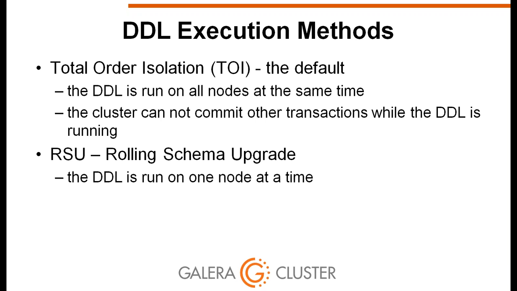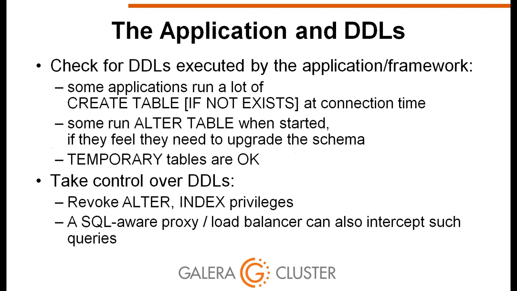The other method is rolling schema upgrade, which is a way that Galera allows you to run the DDL statement manually, one node at a time, in order to avoid this blocking of the entire cluster. But this method also has certain considerations to go with it, and we'll discuss them as well. Before we go into individual methods, let's discuss your application and DDLs that may happen from it.